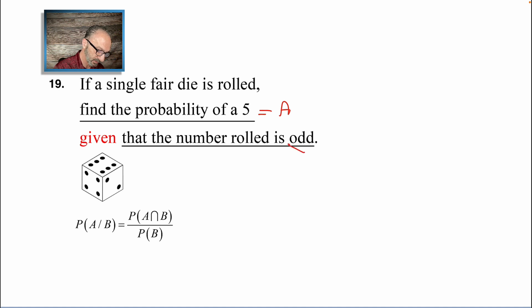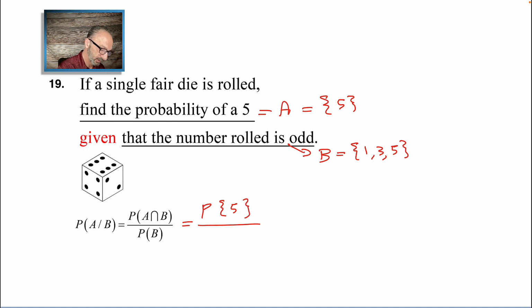And the number rolled is odd, that's going to be called B. So the set A is just 5. The set B is 1, 3, and 5, we're looking at odd numbers. For the intersection, we need the probability of getting the intersection, which is 5. You could see that the intersection is 5.